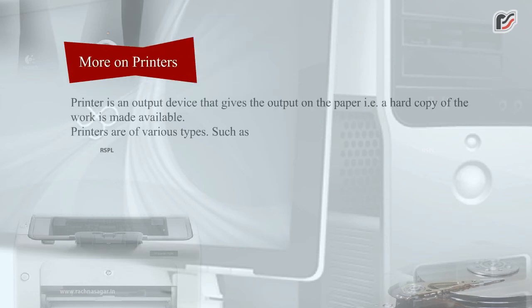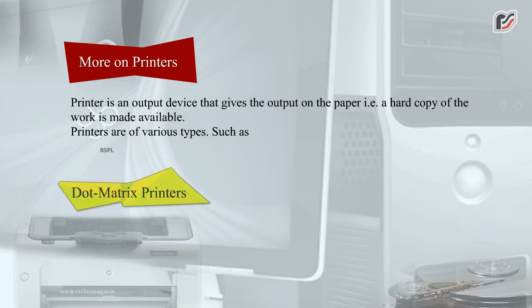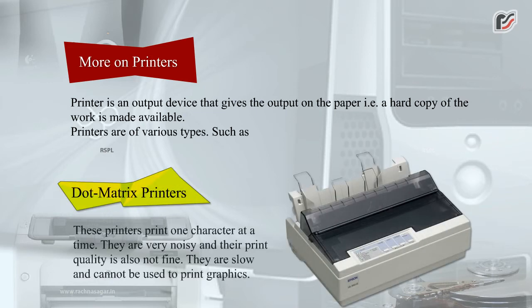More on printers. Printer is an output device that gives the output on paper, that is, a hard copy of the work is made available. Printers are of various types, such as dot matrix printers. These printers print one character at a time. They are very noisy and their print quality is also not fine. They are slow and cannot be used to print graphics.